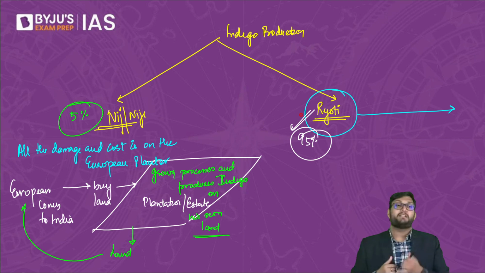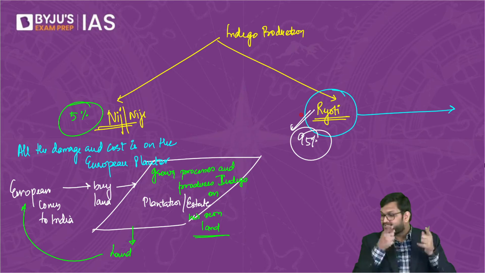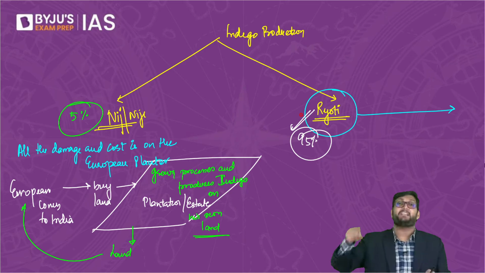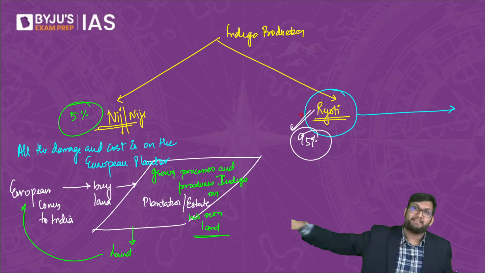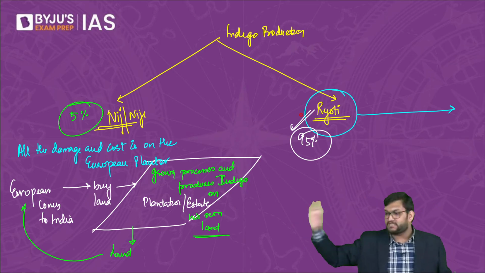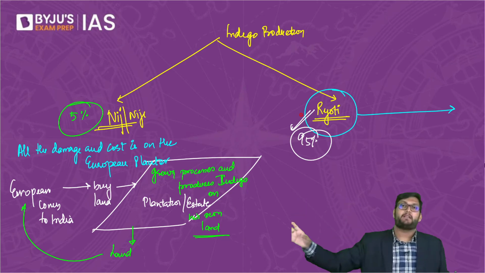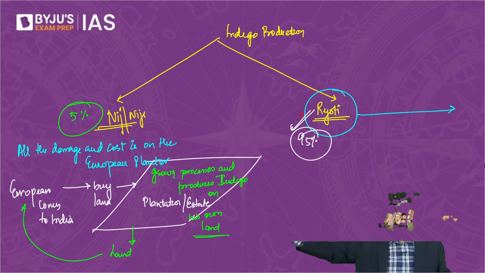Explain Nij. Nij is written on the screen itself. All the damage and cost is with the European planter. He buys land, he grows, processes and produces indigo. And therefore, all is done by him. Now, thereafter, Ryotwari is when you do give it to the peasant. And it is the peasant's tension to do it. So can I now read everything out to you and we can just consolidate this area?